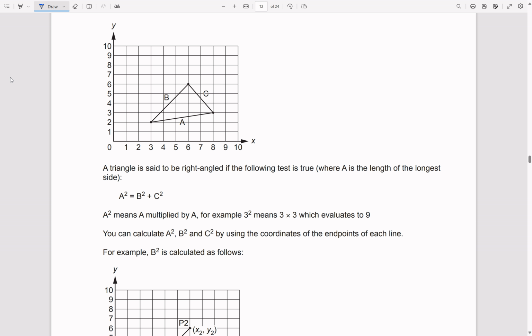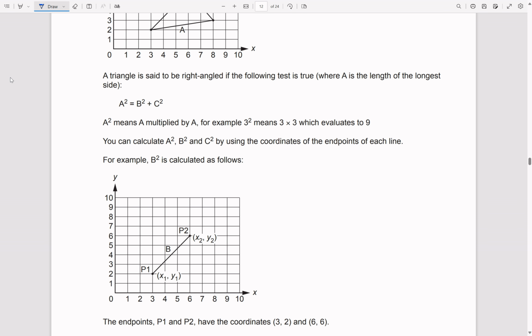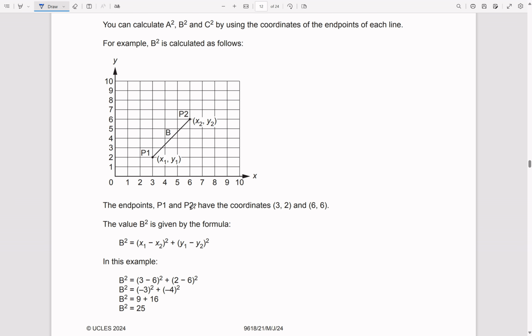It just tells us what A squared means. You can calculate A squared, B squared, C squared by using the coordinates of the endpoints of each line. For example, B squared is calculated as follows. The endpoints P1 and P2 have the coordinates 3, 2 and 6, 6, which we can see here. The value B squared is given by the formula: we take the difference in the x values and the difference in the y values, and we square them.